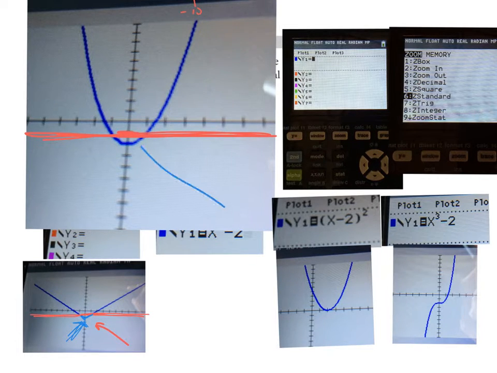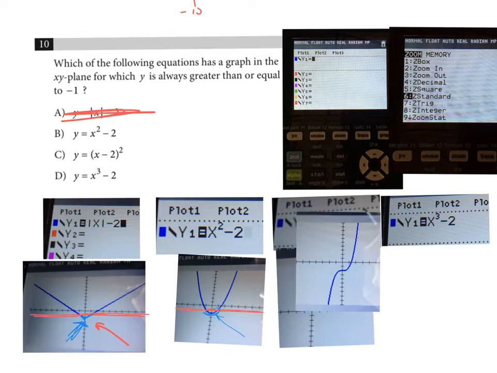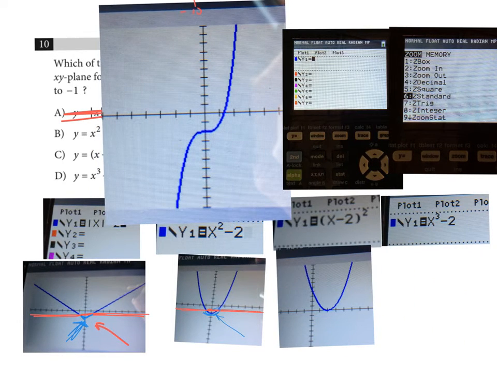And again, notice this graph goes underneath, meaning it's less than -1. So letter B is not going to be the answer. Letter D has a whole bunch of sections of the graph. Here's y is equal to -1. All of this is underneath, so all of that is less than -1.